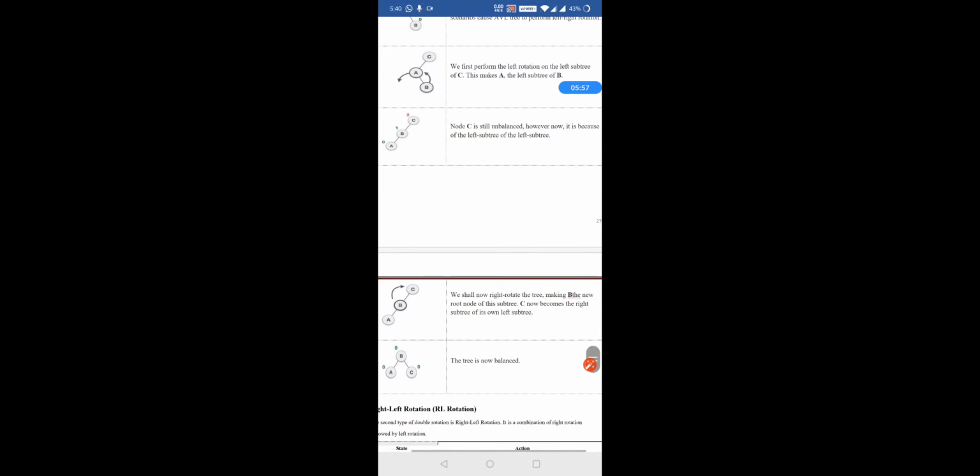So this becomes an unbalanced tree. Now for balancing again, we perform the right rotation. Now see over here, this C can be brought to the bottom level, and in this way this tree is now balanced because every node has the proper balance factor. That is the LR rotation.